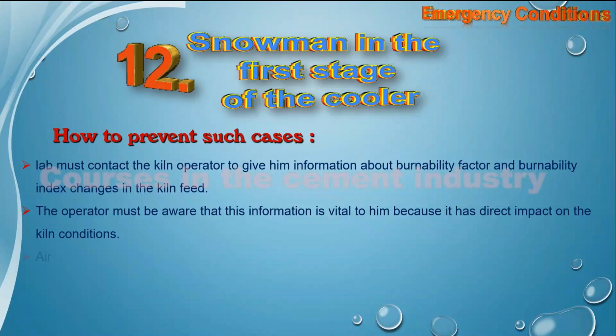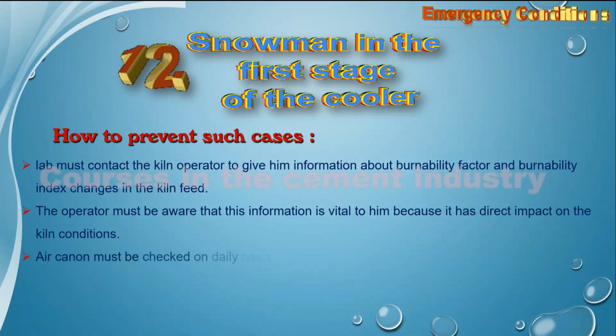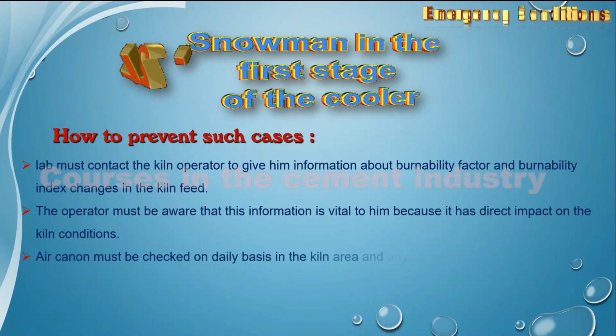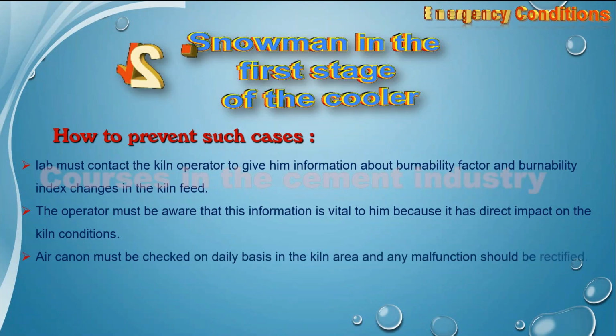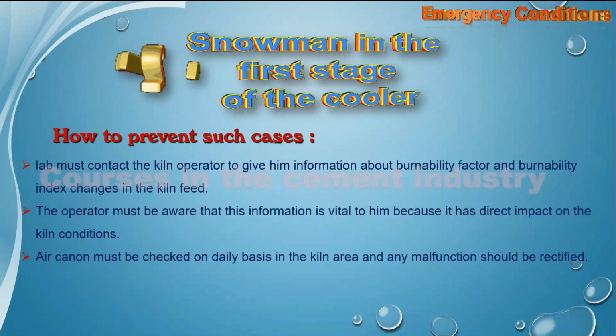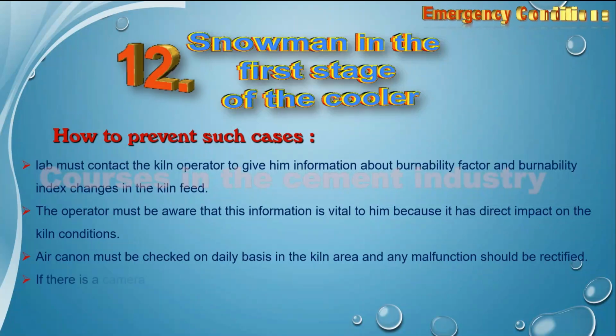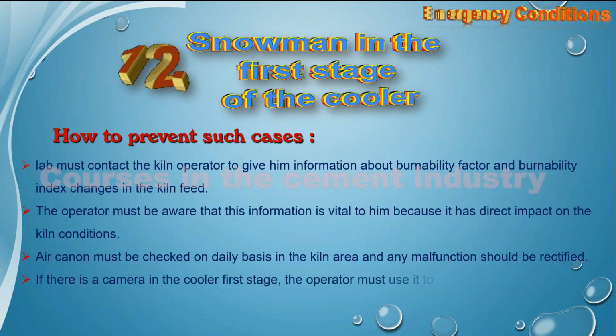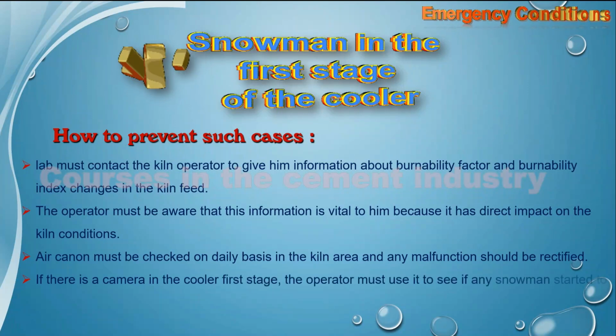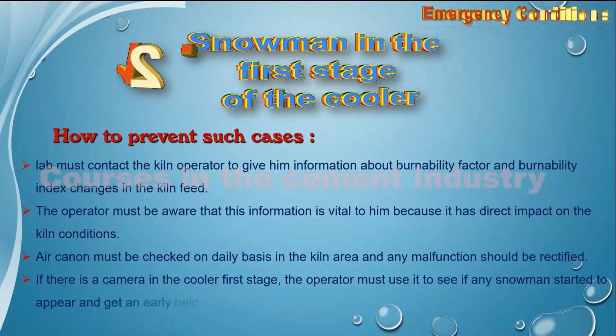3. Air cannons must be checked on a daily basis in the kiln area, and any malfunction should be rectified. 4. If there is a camera in the cooler first stage, the operator must use it to see if any snowman has started to appear, and get early help to destroy it.